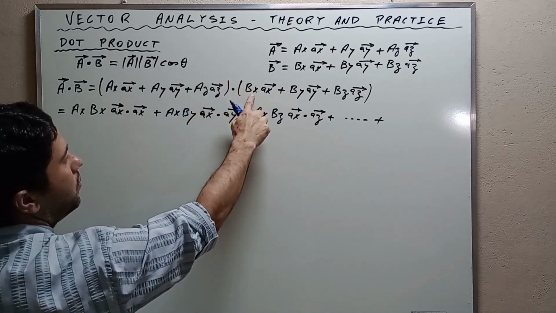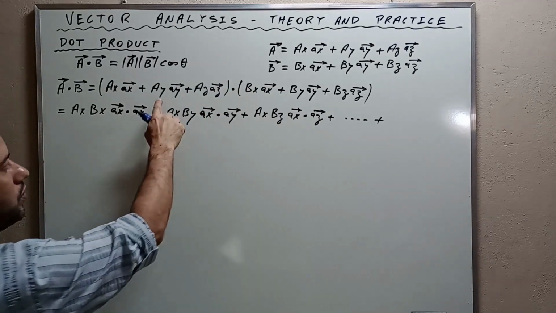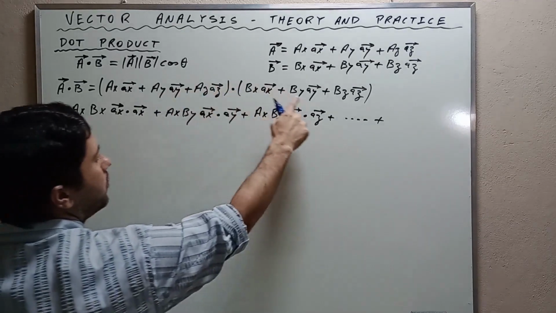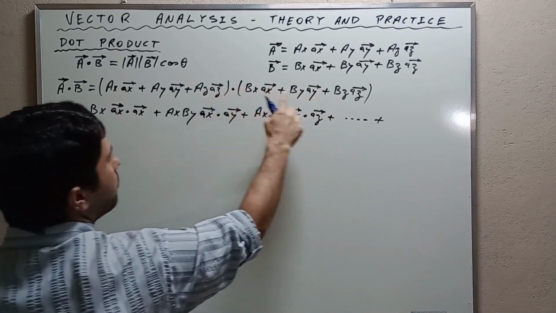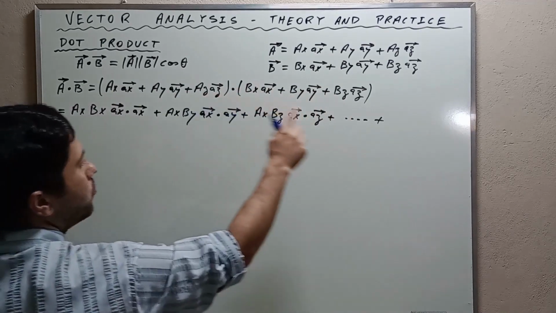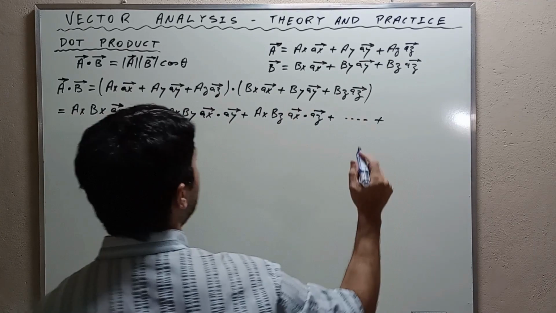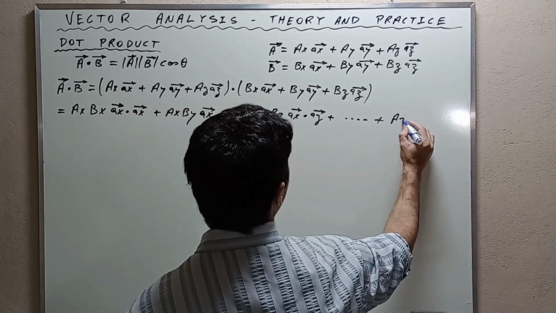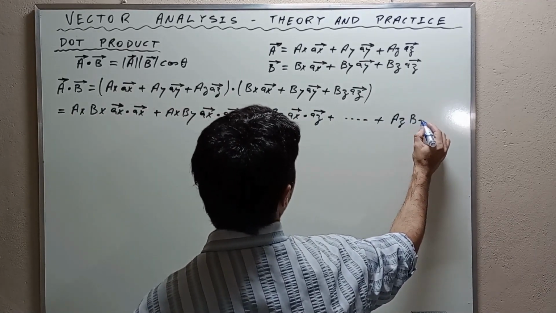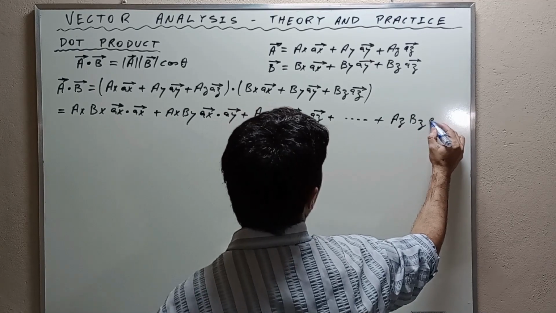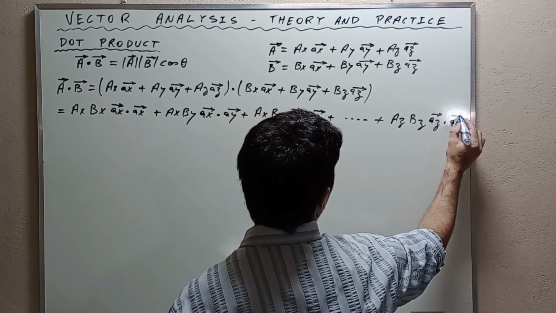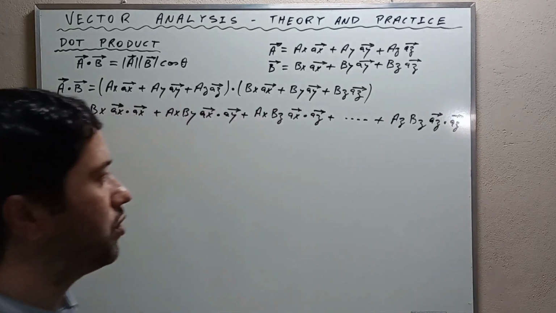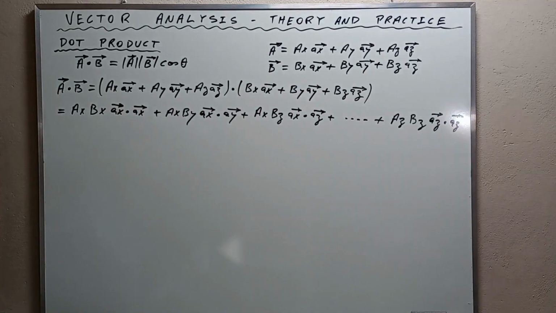This with this, we're going to do this with this, this with this, this with this, and this with this, this with this, and this with this, and in the end we reach AZ, BZ in a dot product with AZ in a dot product with AZ. Okay?